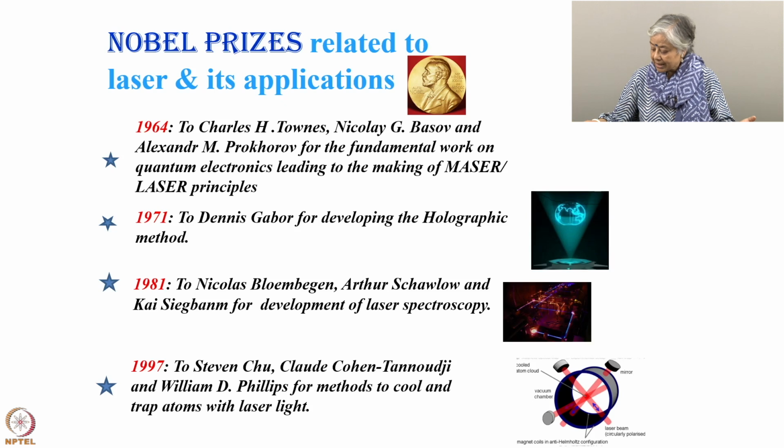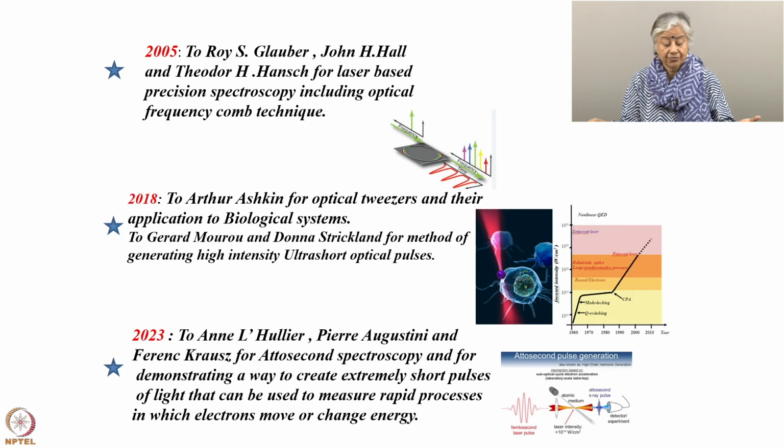Then, after that, the next prize in the realm of lasers came in 2005. This physics Nobel Prize went to Roy J. Glauber, John L. Hall, and Theodor W. Hänsch for laser-based precision spectroscopy, including optical frequency techniques. So basically it is the femtosecond laser frequency comb. That is what they had developed.